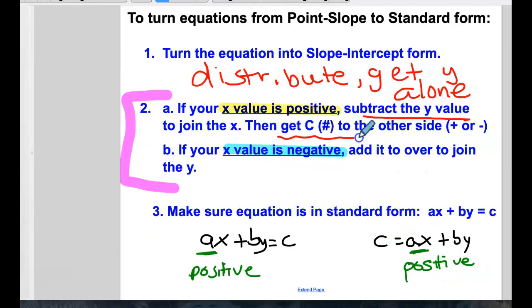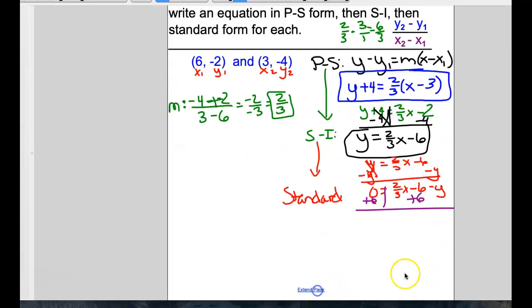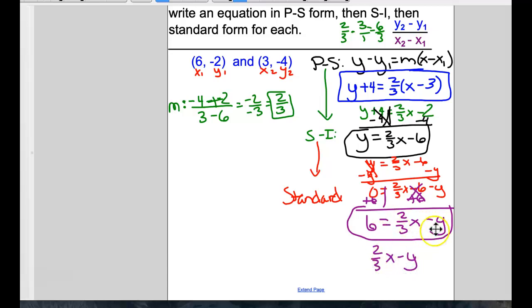And then it says get that plain number c to the other side. So we have to get rid of that plain number, that negative 6. So I'm going to add that 6 over, which is going to leave me with 6, and then my 2/3 x, because the 6's are gone, and that minus y. You can leave your answer exactly like this, and it's fine. Some kids like to rewrite it with the x and y first, and then the equals 6 at the end. If that makes you happier, then you write it that way.